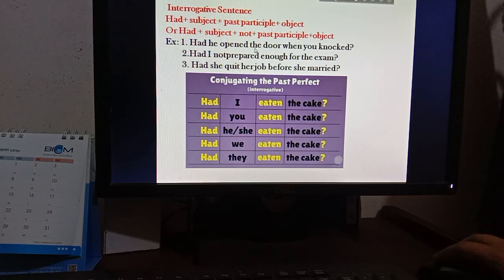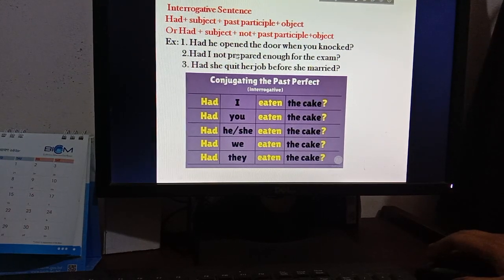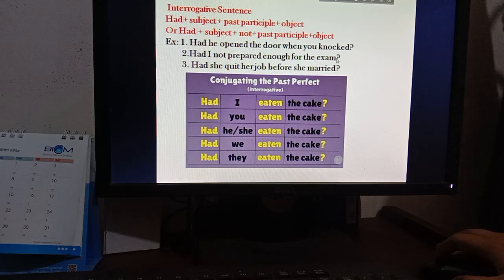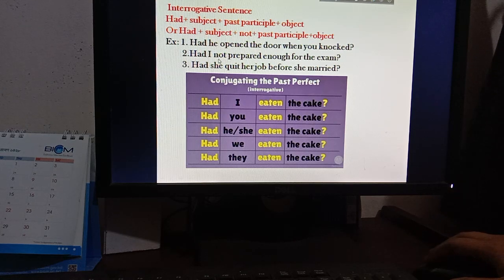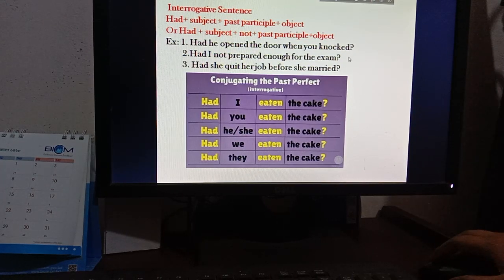So had he opened the door, this is the before action, and you knocked, this is the later action. Okay, number 2, had I not prepared enough for the exam. So had according to structure, then subject I, then not according to the structure, then past participle form of the verb prepare is prepared, then enough for the exam, this is the object.